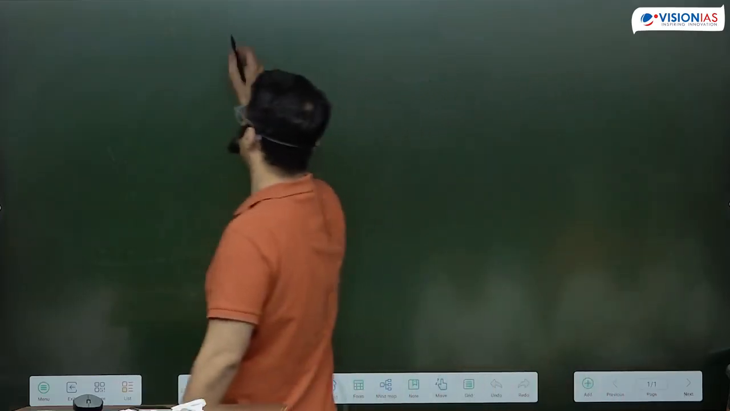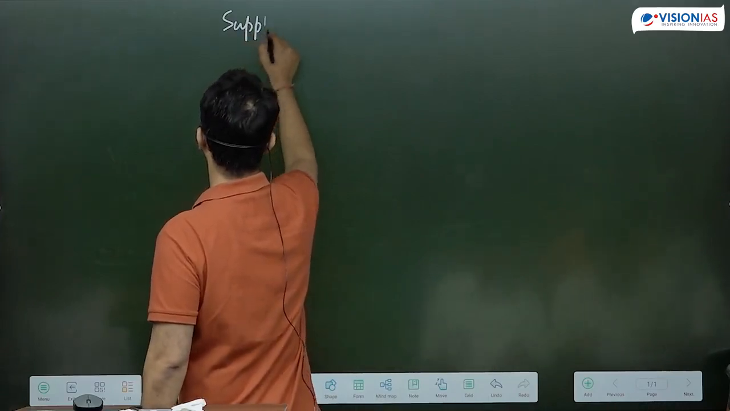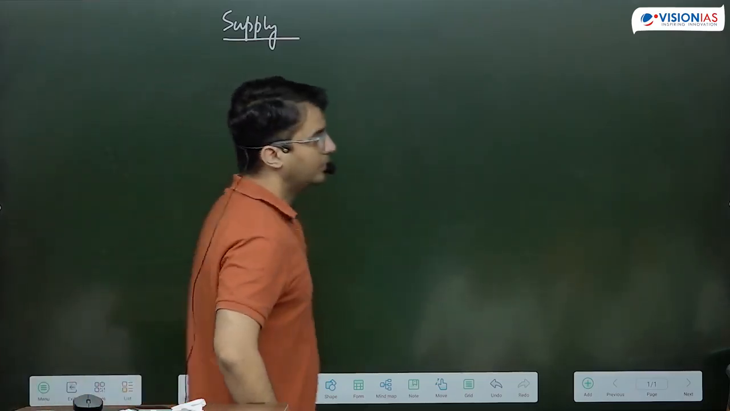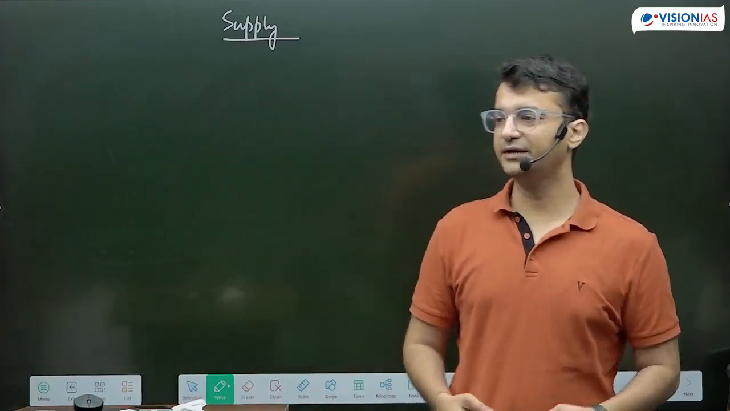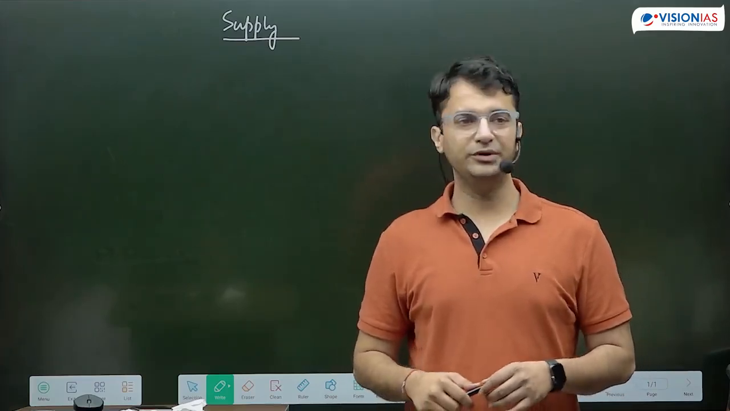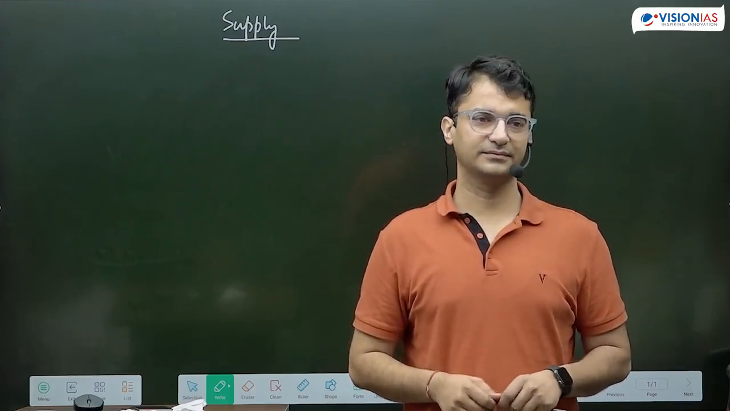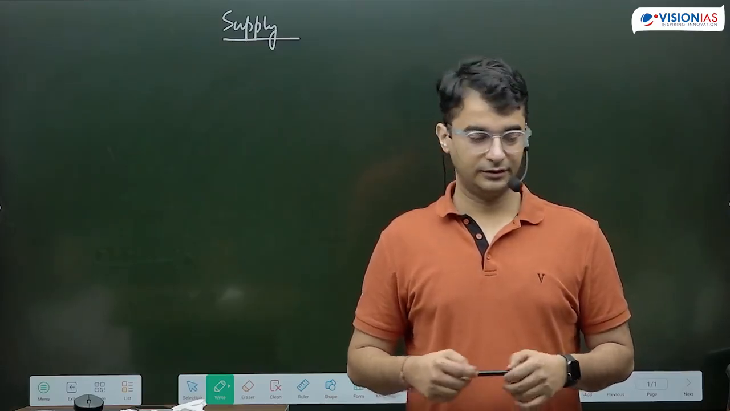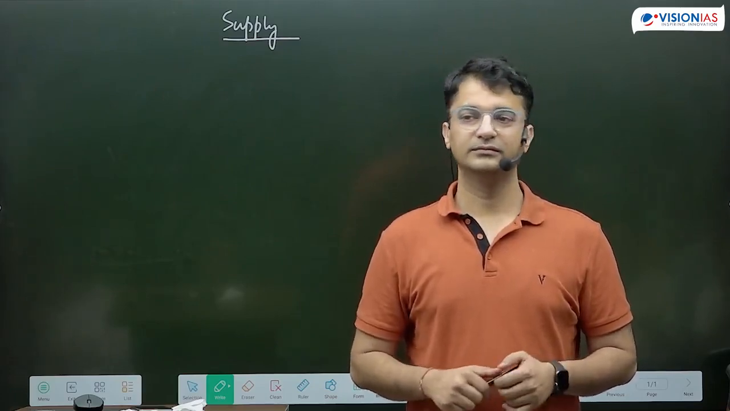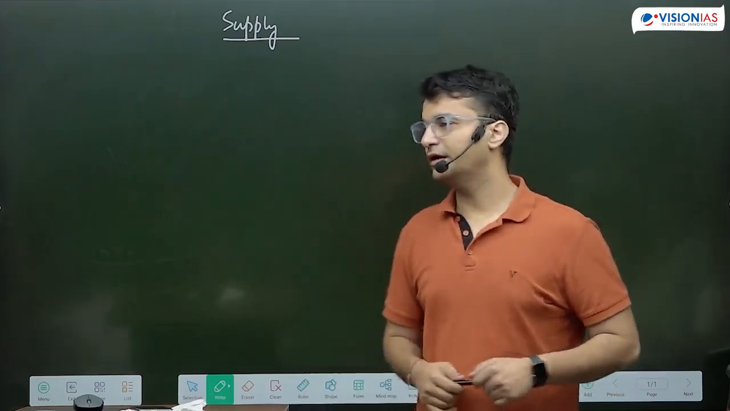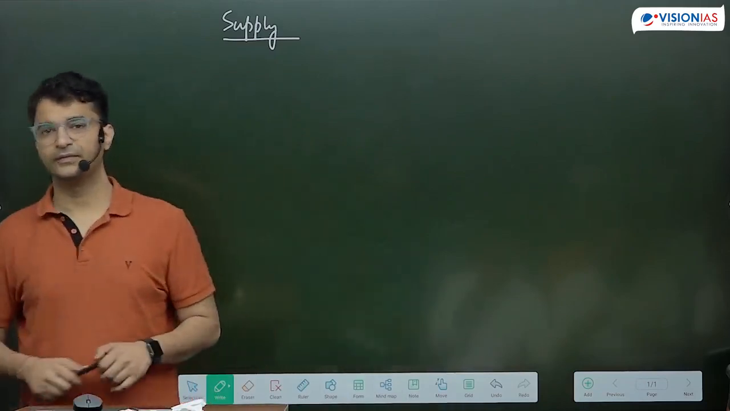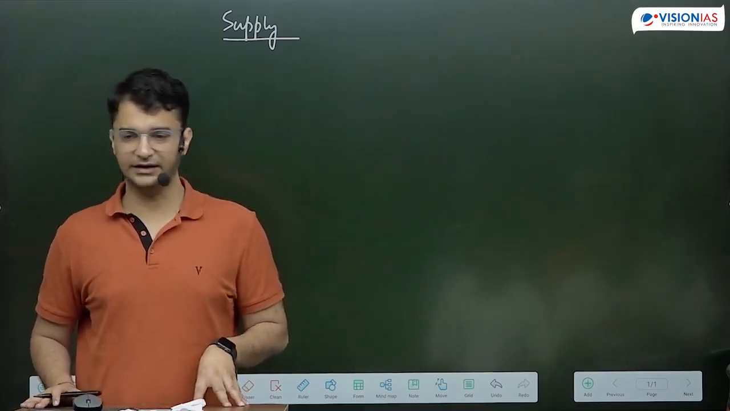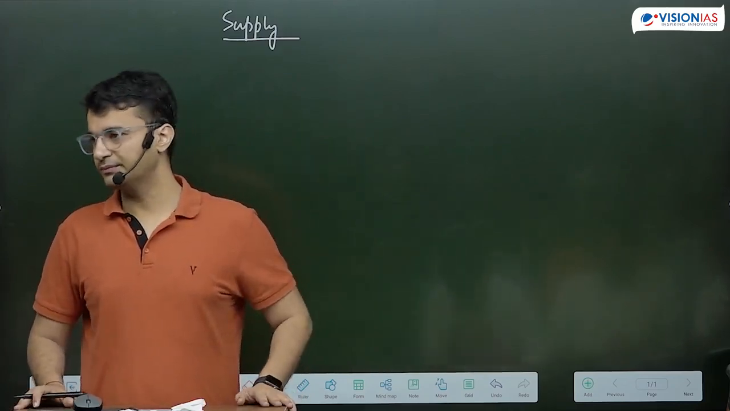सप्लाई. What is demand? When do we say demand of something exists? बताओ भाई. बोलो. Ability and willingness to consume. Demand is said to exist when there is both an ability as well as a willingness to consume a good.